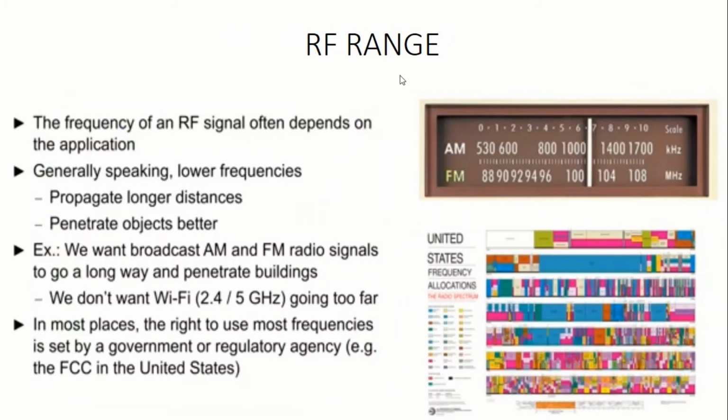But the RF range is defined in terms of specific cases. The frequency range depends on the application. Lower frequencies can propagate longer distances and penetrate objects better. For example, when we broadcast AM and FM, the signal has to travel a long way, even penetrating buildings. But we don't want Wi-Fi, which is in the range of 2.45 gigahertz, to move too far. So in most places it is set to a general frequency by the government or some regulatory agency.